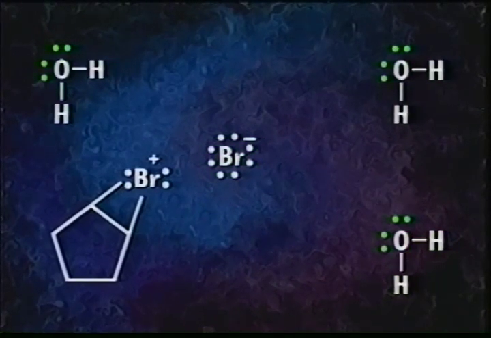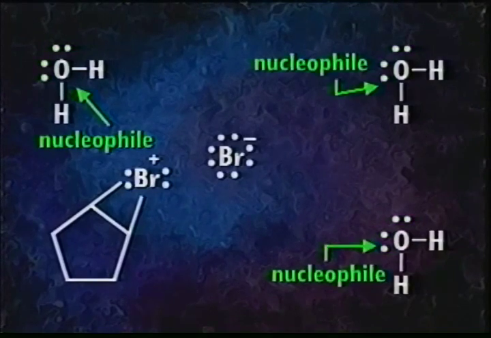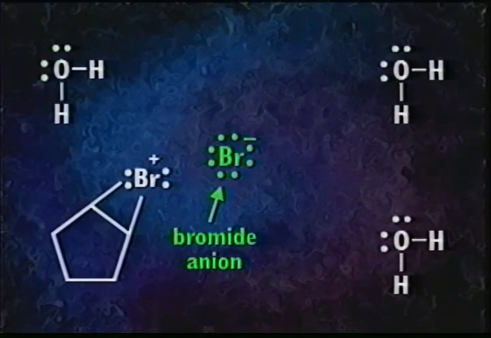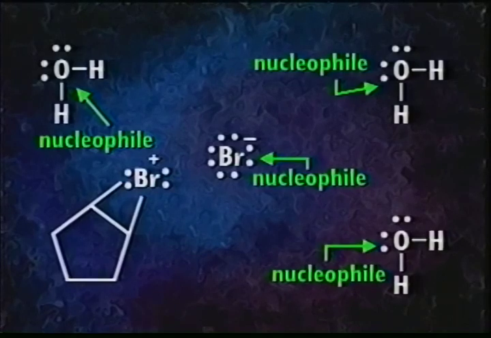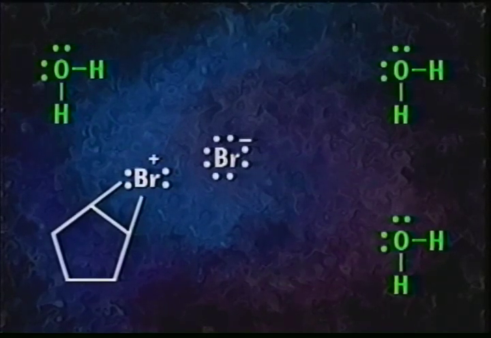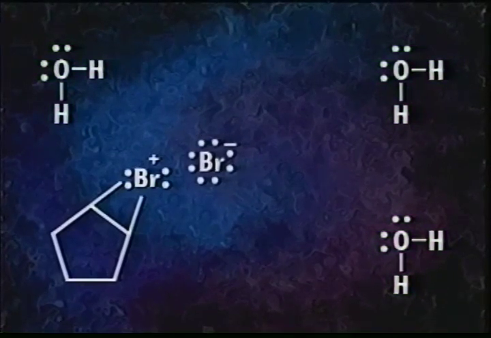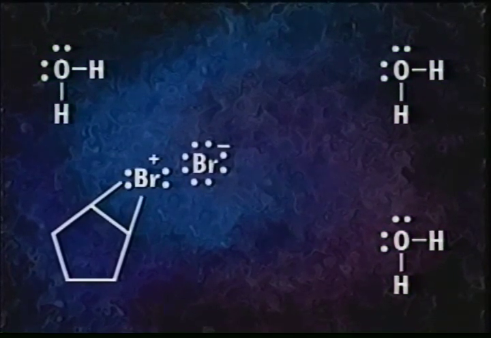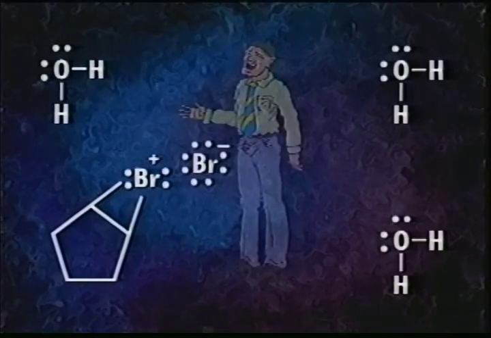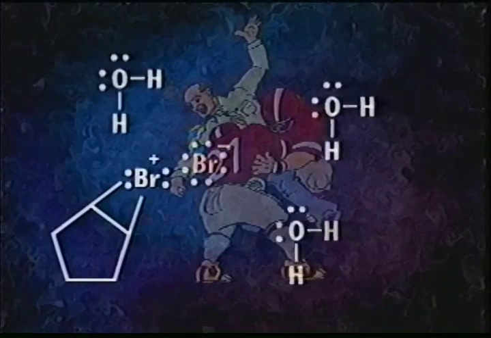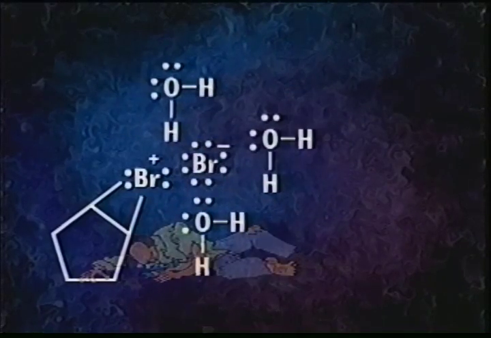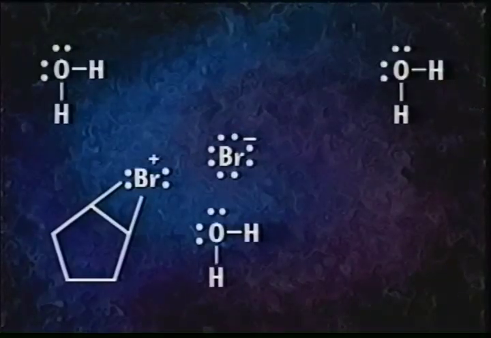Water, with its lone pairs of electrons, acts like a nucleophile. The bromide anion acts like a nucleophile as well. Water and the bromide anion are sort of competing for the electron-deficient bromonium ion. But before the bromide anion can move in to attack, the positively charged bromonium ion intermediate is surrounded by nucleophilic water. The bromide anion never even gets a chance. Poor sap. The oxygen of a water molecule comes along, sporting two pairs of unshared electrons.